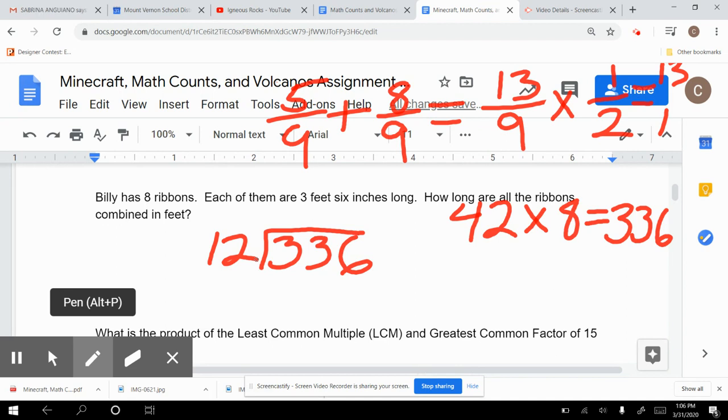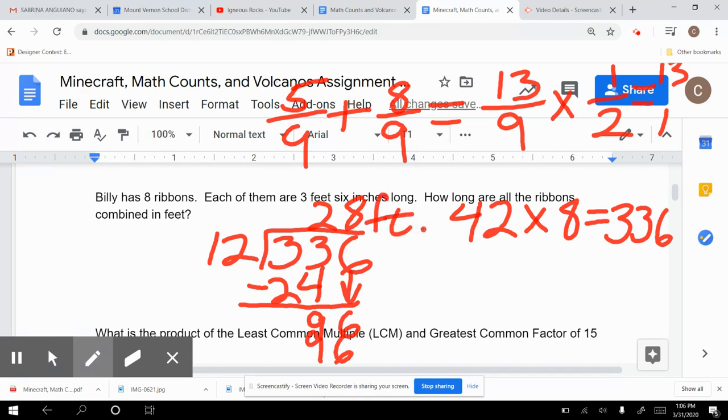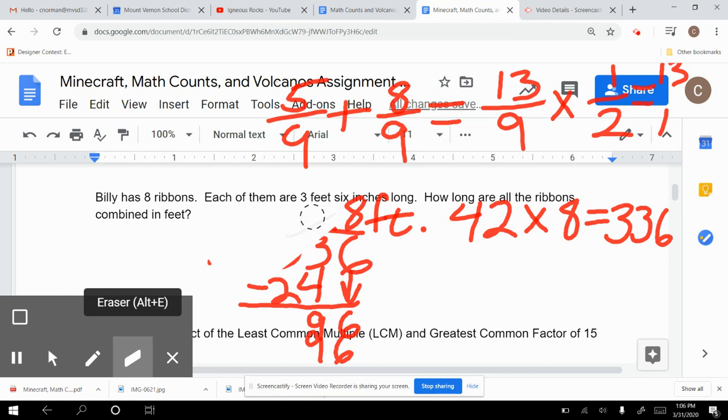Now 12 goes into 33 twice, and that gives me 24. I'm doing this algorithmically. Fourth graders, pay attention. You haven't done this as much. Now that gives me a difference of 9. I bring down my next number, which is a 6, and I know that 12 goes into 96 exactly 8 times because 8 times 12 is 96. All right, so once again, that gives me the answer of 28 feet. I'm sure there are lots of other methods, but for now, that will get us there.